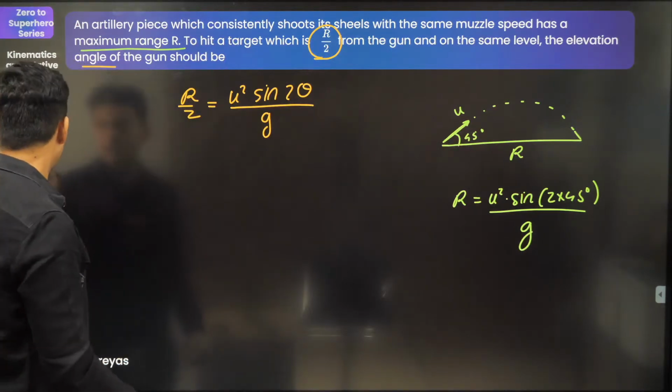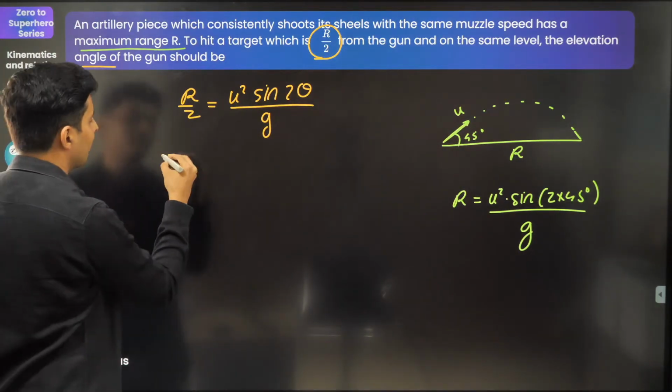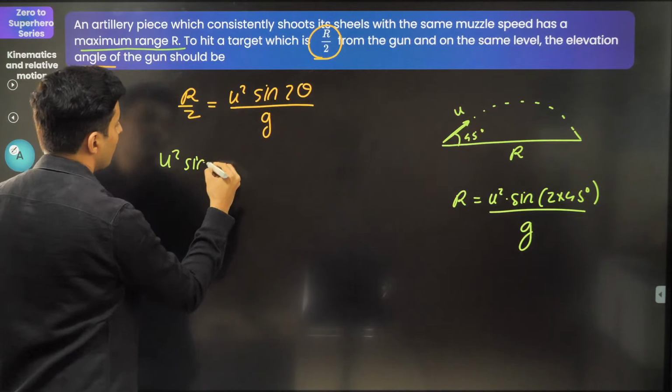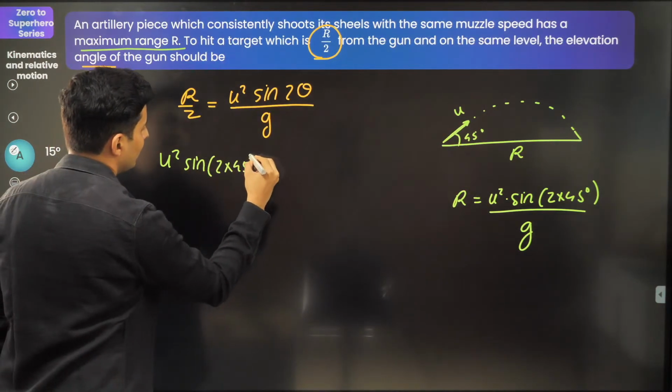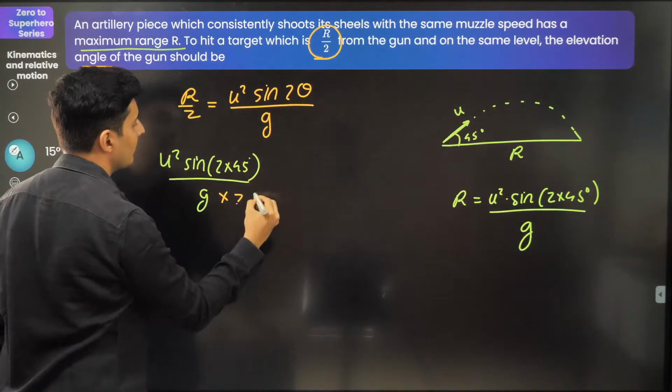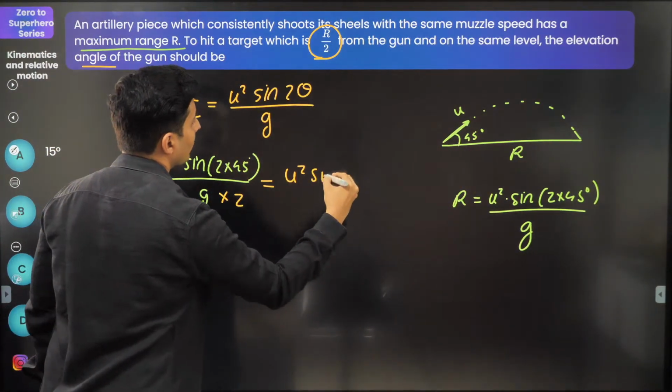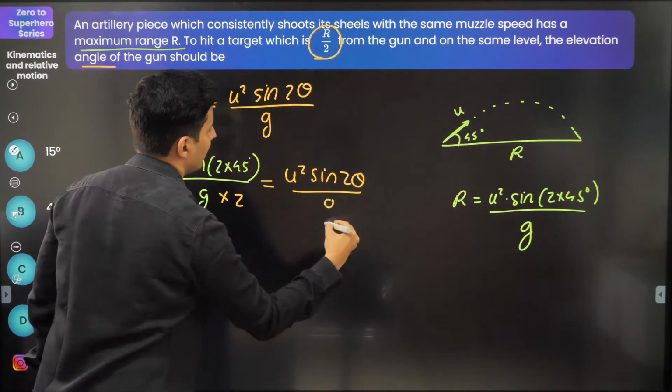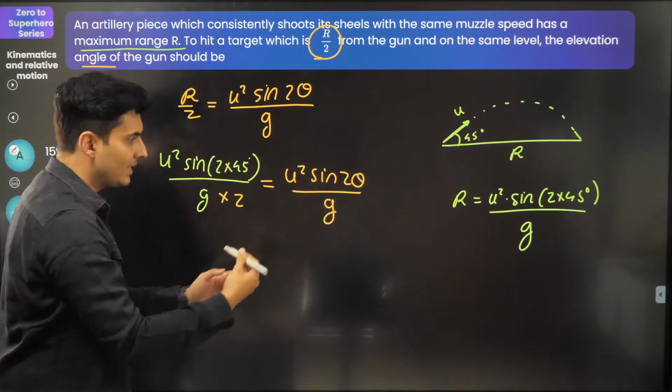So how about putting it over here? So I'm just going to use that R value, which is U square sine of 2 times 45 degrees by G. And this 2 comes over here as it is. This is U square sine 2 theta divided by G. A lot of stuff gets cancelled.